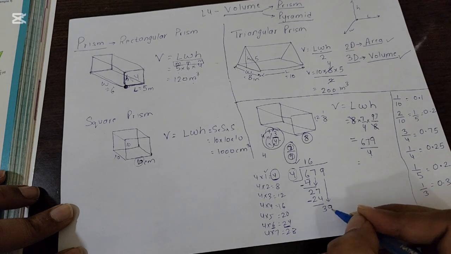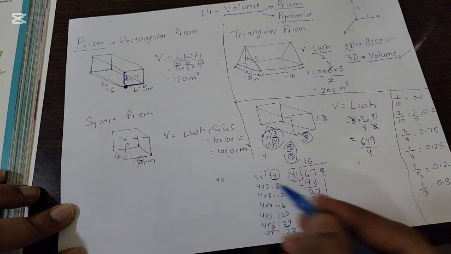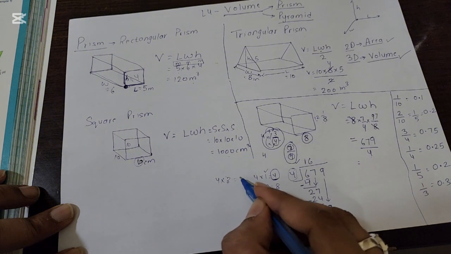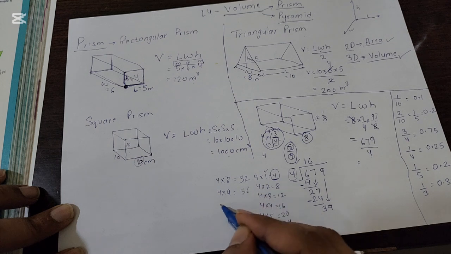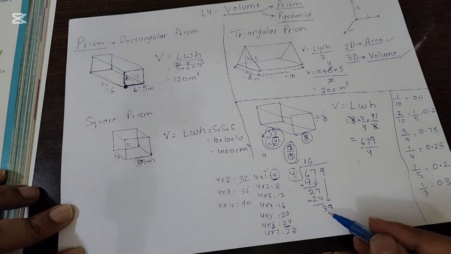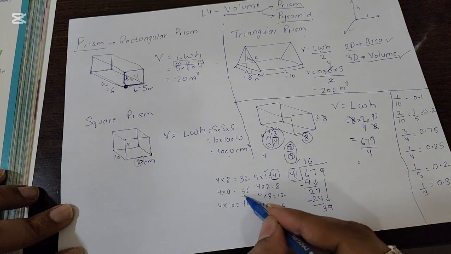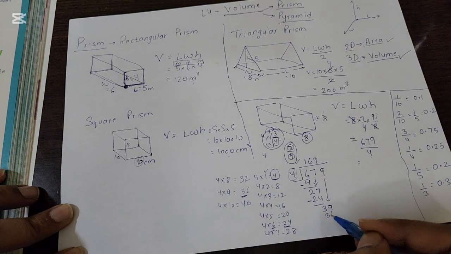9 will come down. Now here again, 4 times 8, 32. 4 times 9, 36. 4 times 10 is 40. So we don't have 39, right? So what we'll take? We will take 36. 4 times 9, how much? 36. We do minus, we get 3.